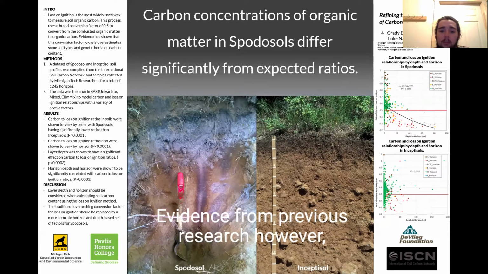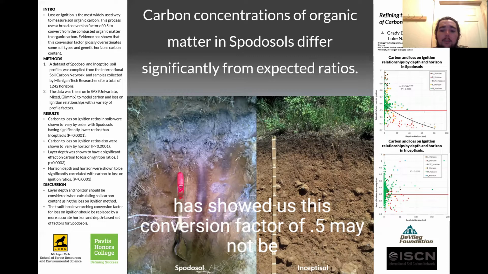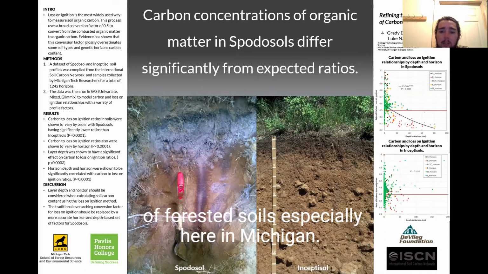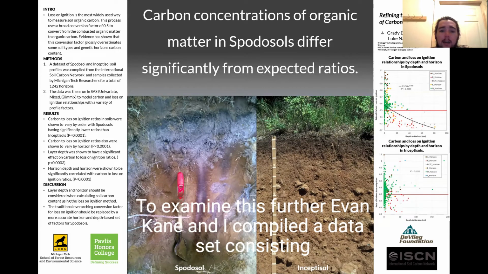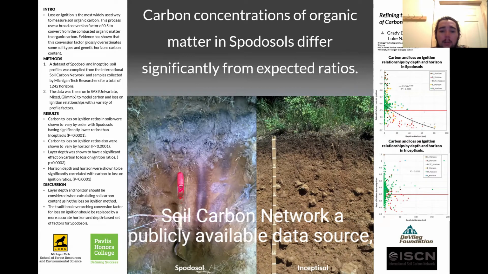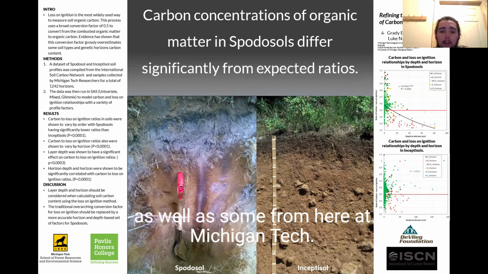Evidence from previous research, however, showed that this conversion factor of 0.5 may not be applicable for Spodosols, one of the 12 soil orders that makes up a large portion of forested soils, especially here in Michigan. To examine this further, Evan Kane and I compiled a data set consisting of Spodosols and Inceptisols from the International Soil Carbon Network, a publicly available data source, as well as some from here at Michigan Tech.